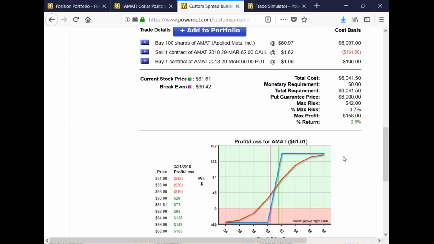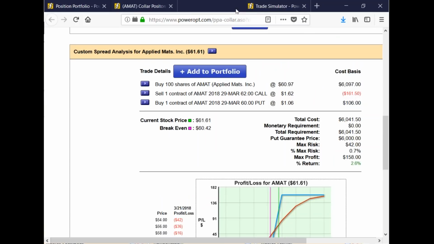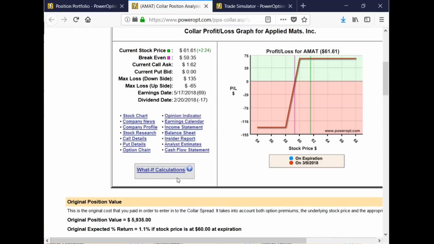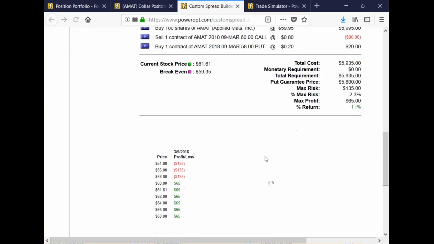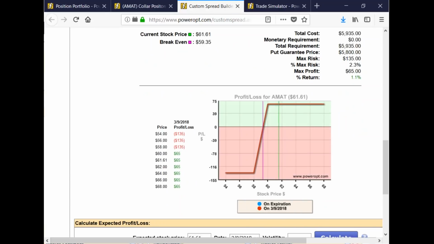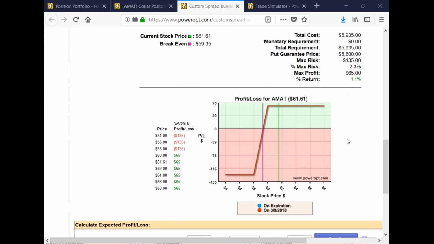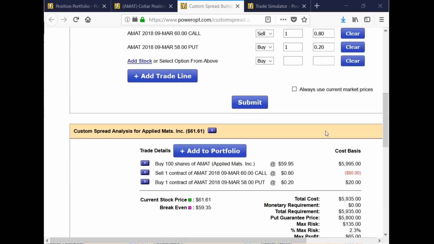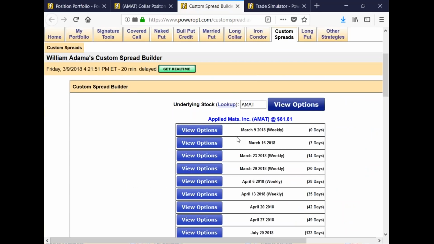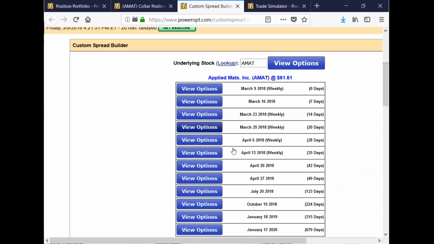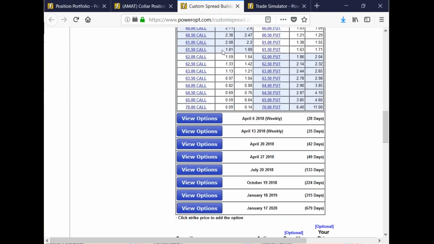Okay, I've got to answer a question here for Rajiv real quick. He commented something here. Let me go back to the what-if calculations. What Rajiv said here, in the same AMAT collar, can you convert to a ratio call spread instead of selling the call? Well, yeah, you could if you thought there was further upside, but you'd have to analyze now, going out in time, what ratio gives you the spread.